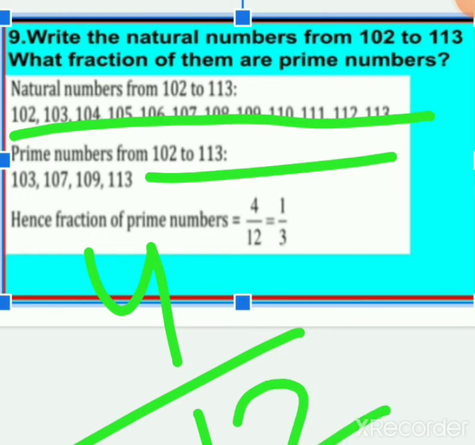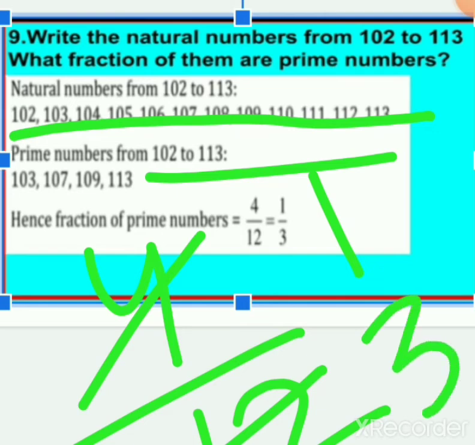4/12. Now we will make it lowest terms. 4 times 1 is 4 and 4 times 3 is 12. The answer we have is 1/3. You can leave it as it is, but if you can make it in lowest reduced form, it is also good.